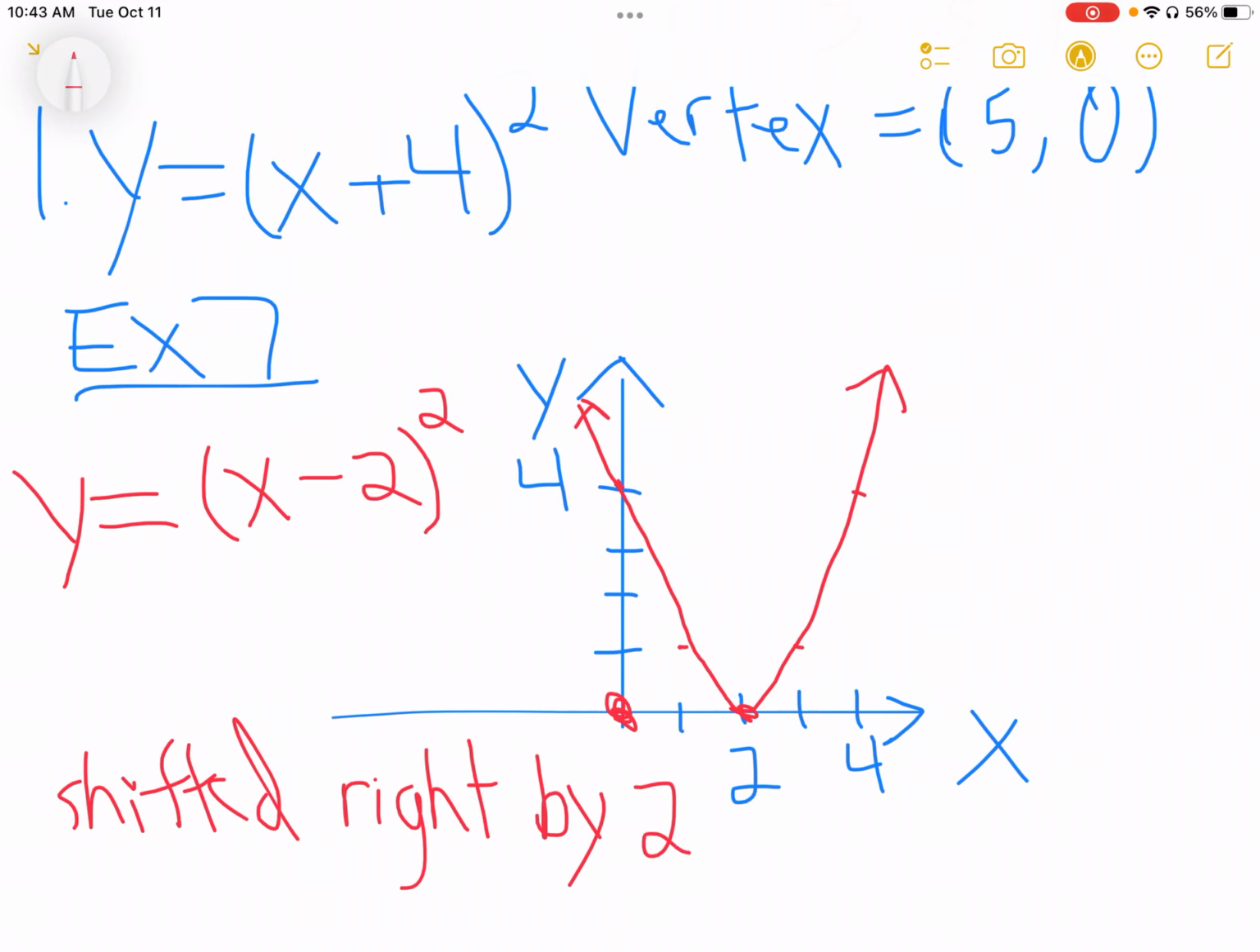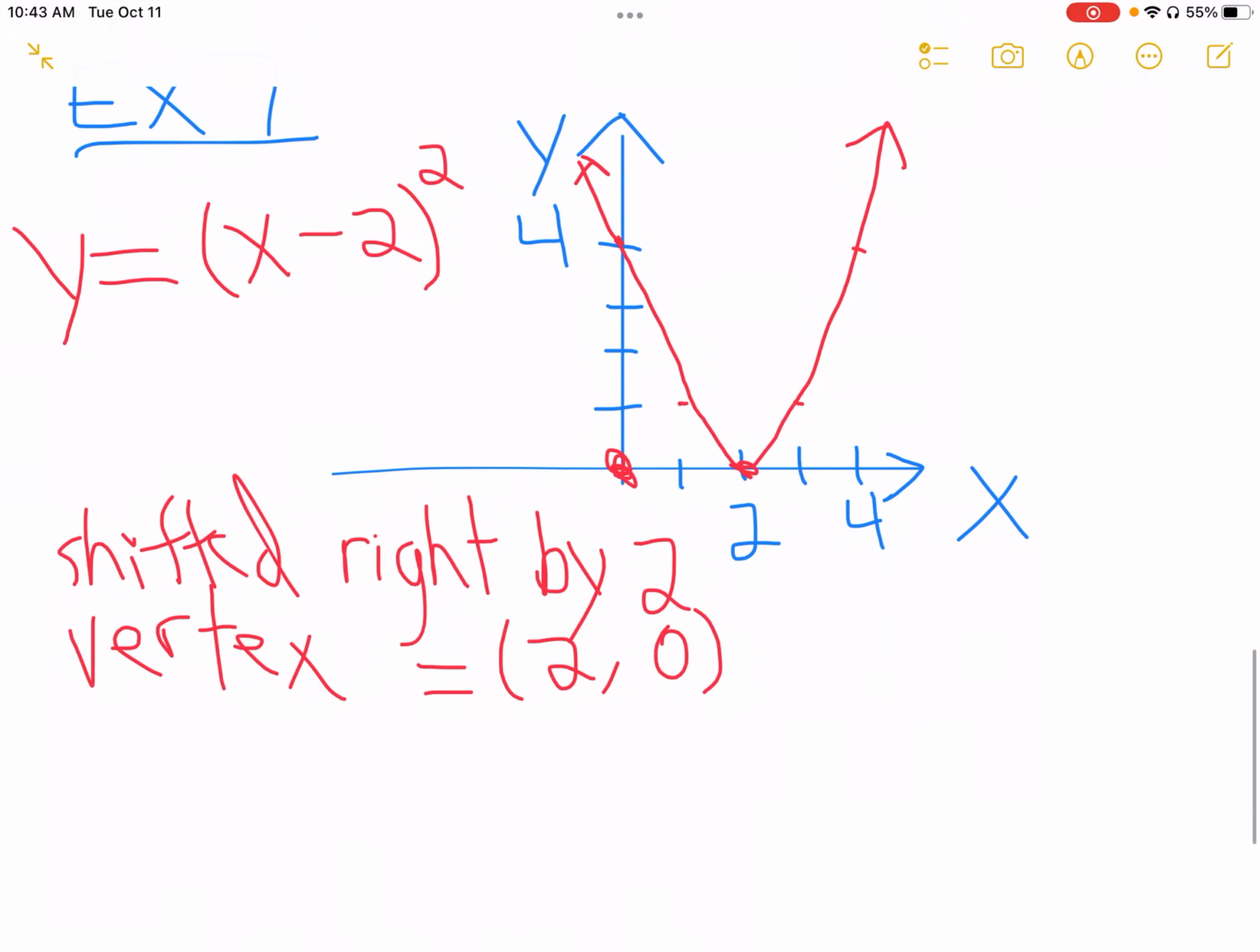Shifted right by 2. What can we say about its vertex? Well, vertex is just the top or the bottom of your parabola, right? So if we're just looking at the top or bottom of a parabola, then I'm looking at the bottom of this parabola, and I say, okay, well, that's going to be equal to 2 there because my x is 2 and my y is 0.